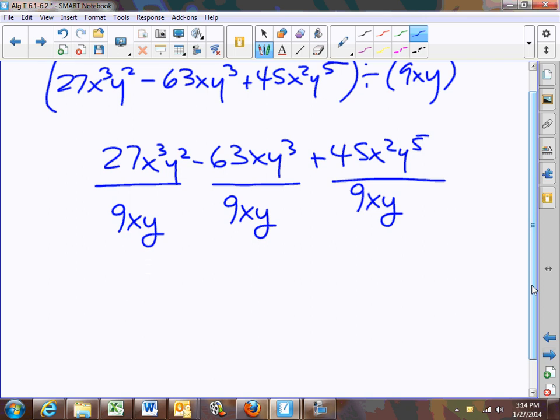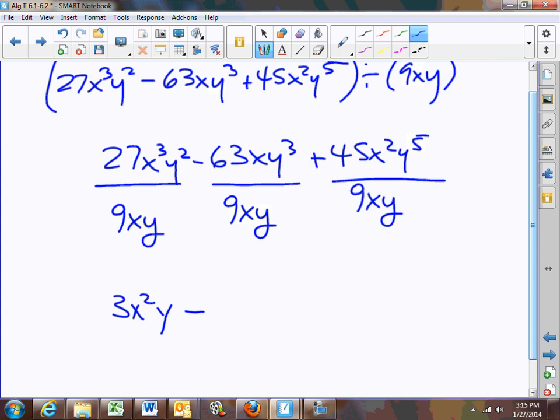Now, in this term, we can group things together that we can divide. 27 divided by 9 is 3. X cubed divided by x is x to the 3 minus 1, or x squared. Y squared divided by y is y to the 2 minus 1, or y to the 1. And then we have minus.